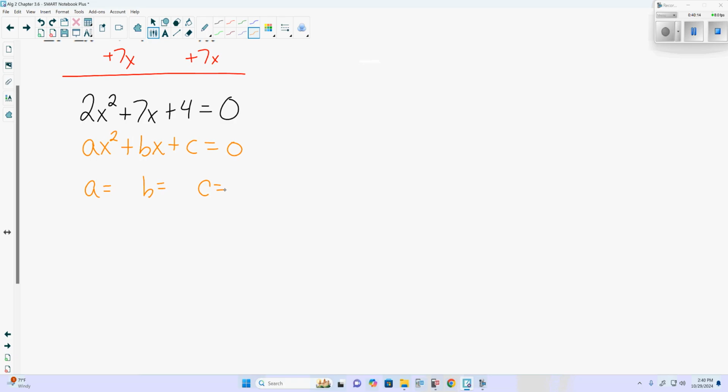Now, do we necessarily have to write the ax squared plus bx plus c? No. We don't have to write the a equals, b equals, c equals. But again, if that does help you keep straight what's a, what's b, what's c, I would write it. Because in this case here, a is 2, b is 7, and c is 4. Quadratic formula. x is equal to negative b plus or minus the square root of b squared minus 4ac all over 2a.